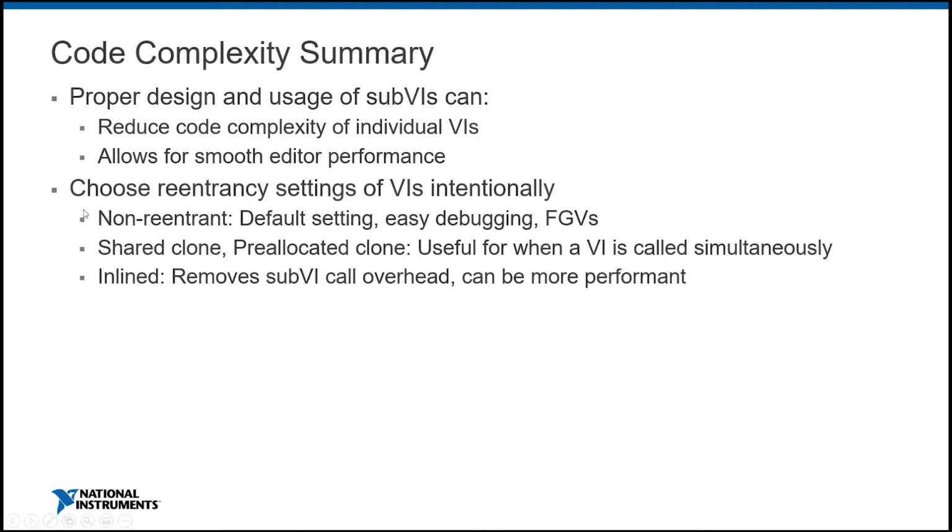And in general, you should be aware of and intentional about the reentrancy settings of your VIs. The default non-reentrant is great for debugging. It's required for something like a functional global variable. But if you ever have a case where you have to call the VI twice in two places and you want them both to execute, you have to use one of the shared clone or pre-allocated clone versions. And then if you want to do some performance-related things or use malleable VIs, you have to do inlining. And that has some benefits as well as some editor drawbacks depending on how you're using it.